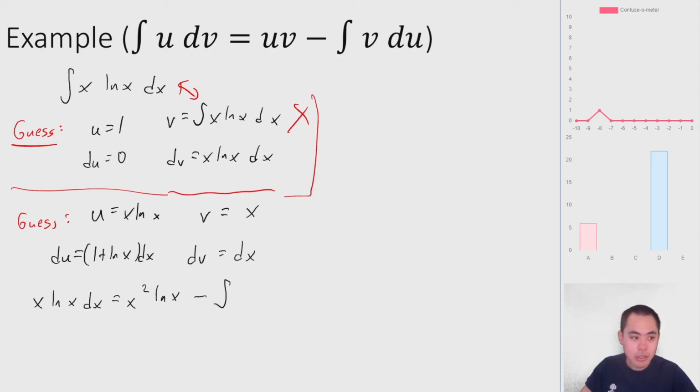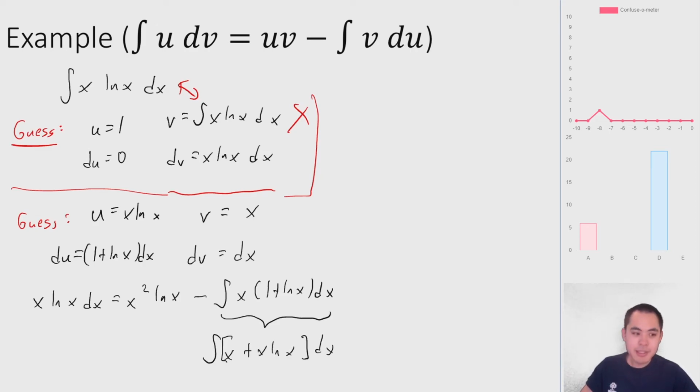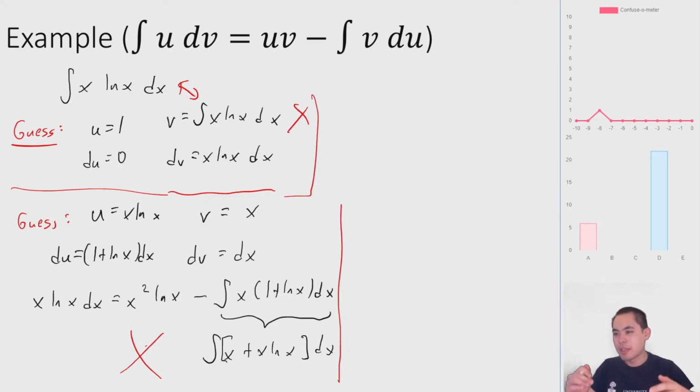So we need v du. So v here is x. So x times du. Du is 1 plus natural log of x dx. And you're left with this thing: x times, plus x ln of x dx. Note that this is actually just as complicated as what you started out with. So this also doesn't work. And when you're doing integration by parts, often what will happen is you'll guess something and it won't work, and then you have to start over. So let's try again. What's another guess?